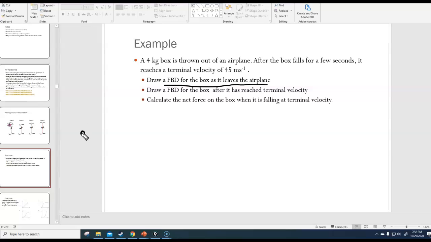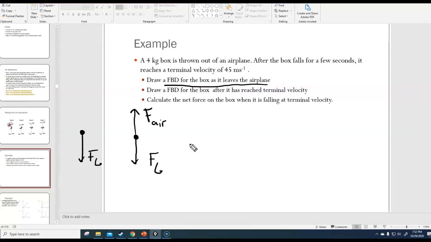would look something like this. The object would be in free fall, only the force of gravity going down. After the box has reached its terminal velocity, remember it's still falling down, but now that downward force of gravity is balanced out by the upward force from the air, that drag force acting upward. Okay, so that's what those two free body diagrams would look like.